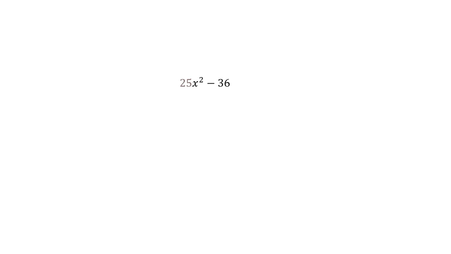25x squared minus 36. Looking at the 25x squared, if we're trying to determine the square root of it, it might be simpler or helpful to do it in two steps. The square root of 25 is 5, and the square root of x squared is x. Put together, the square root of 25x squared is 5x.